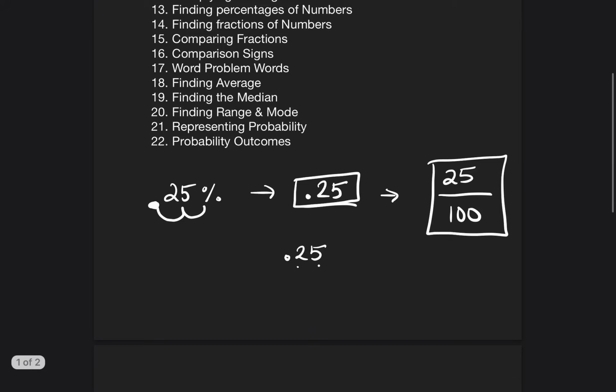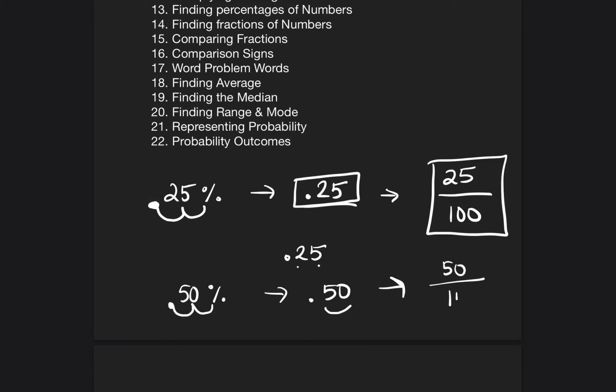So I'm going to show this to you one more time. So I have 50%. How do I write that as a decimal? Well, I move it over twice, 1, 2, put the decimal here. So now it's 0.50. How do I write that decimal as a fraction? Well, I have to read it. This would be read 50 hundredths. 50 goes on top, hundredths goes on the bottom. 50 over 100. Okay, so we now know how to go from a percentage to a decimal to a fraction.